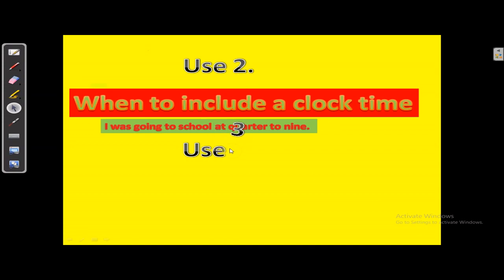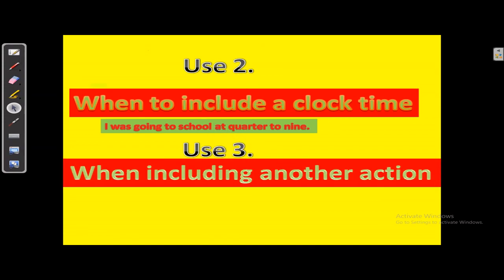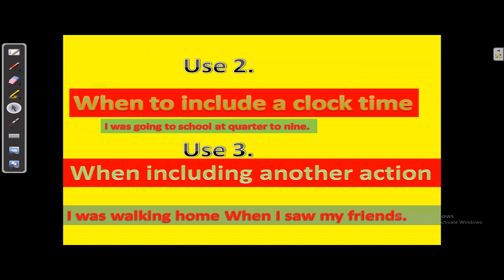Now talking further, use number three, that's when including another action. When we want to include two actions, one action after the other, in that case we can use past continuous, but one tense would be in one form and the other in another form. Let's see. I was walking home when I saw my friends. I was walking home is in past continuous form, was plus v1 plus ing, whereas the second clause, when I saw my friends, is in the past indefinite. We need to see that one, when another action is to be included.